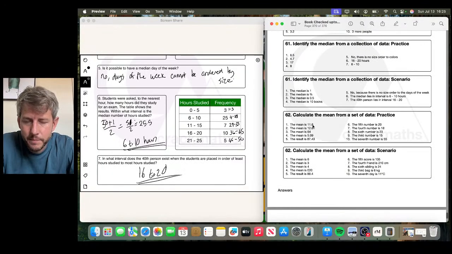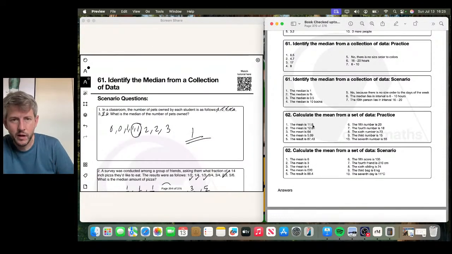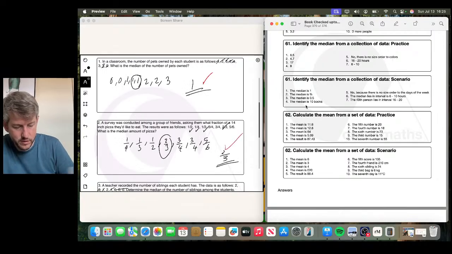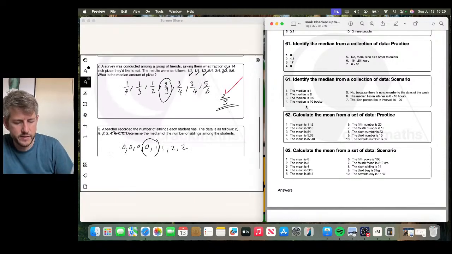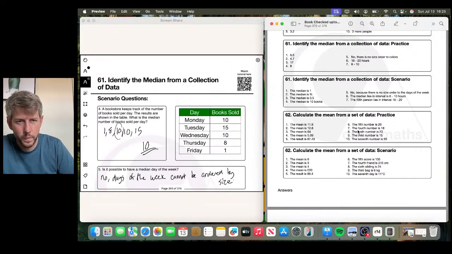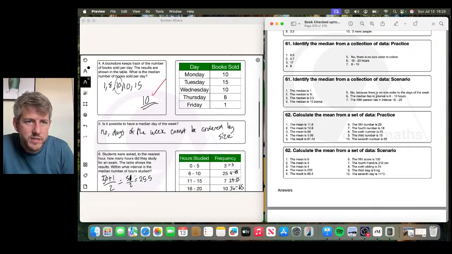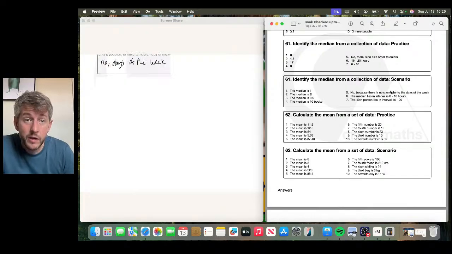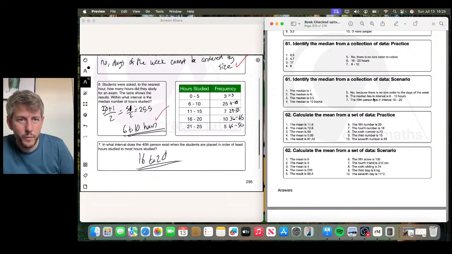Okay, so here we go. We have got the median is 1, yeah. The median is 2/3, yeah. The median is 0.5. Okay, we have 10 books. We have no, because there is no size order days of the week. Excellent. And then we have 6 to 10 hours. Yep. And then we've got 16 to 20. Excellent.